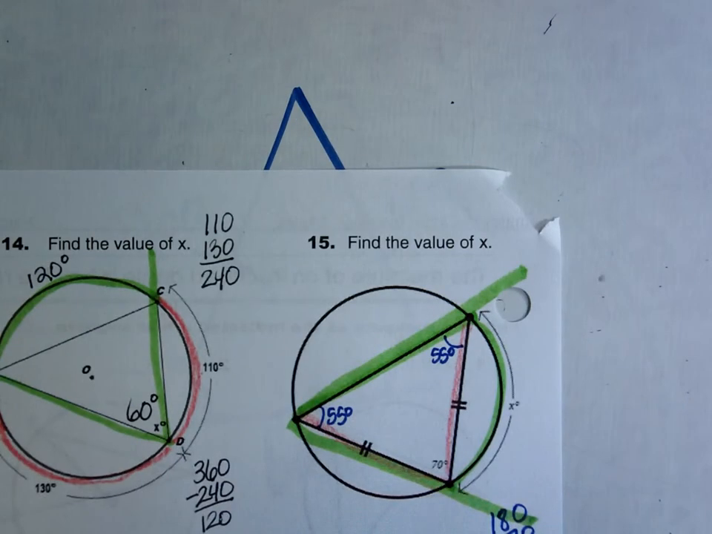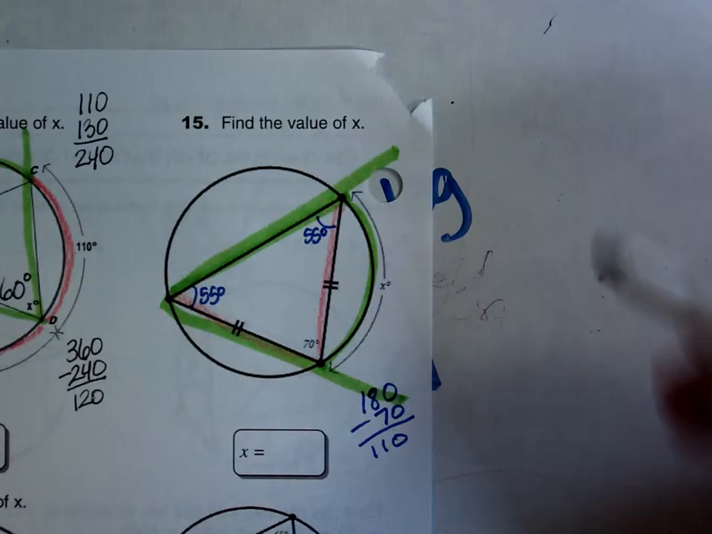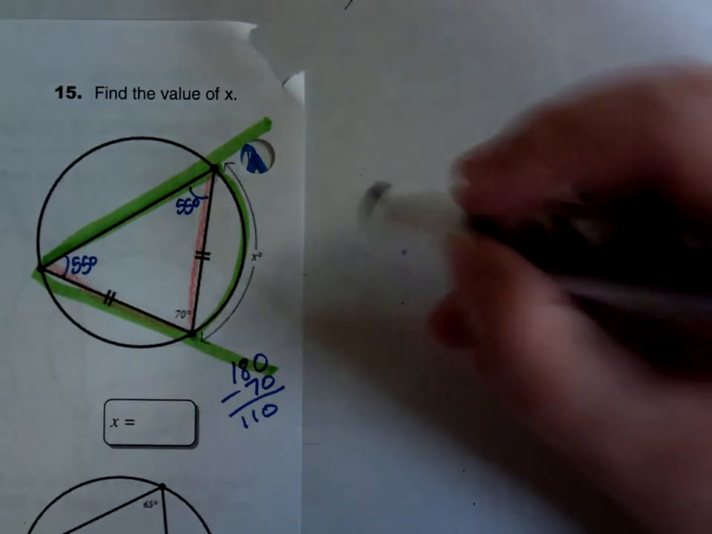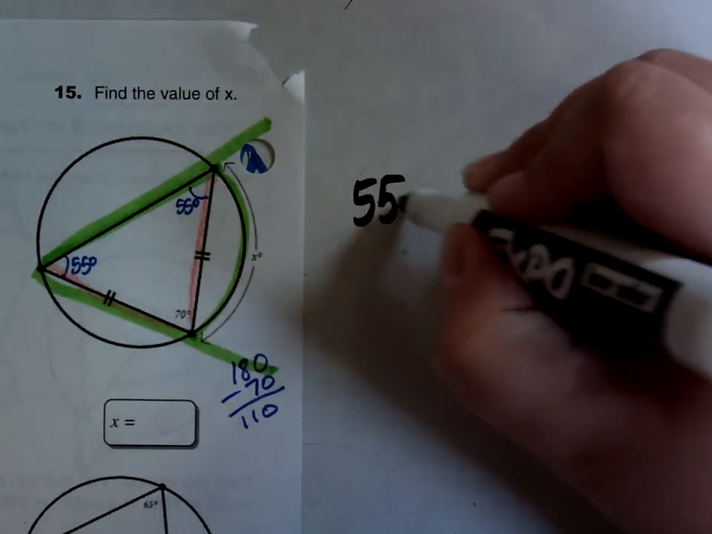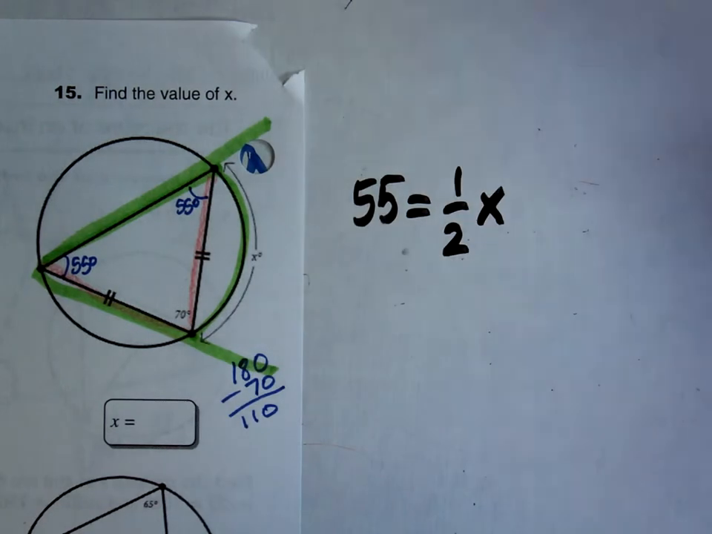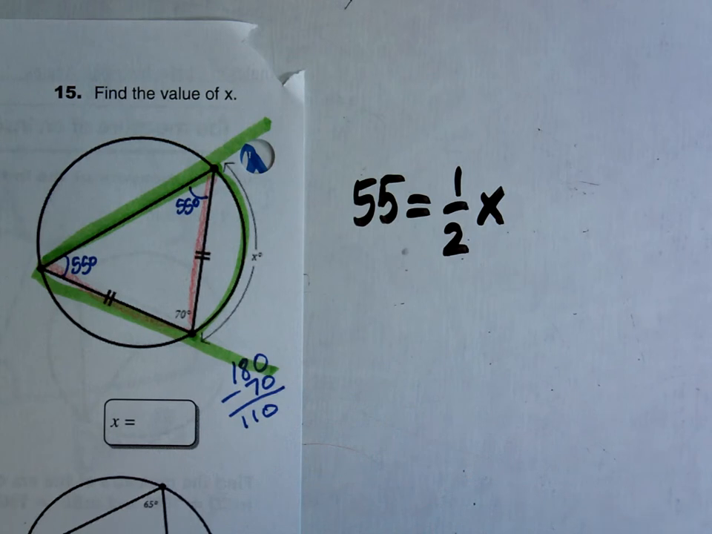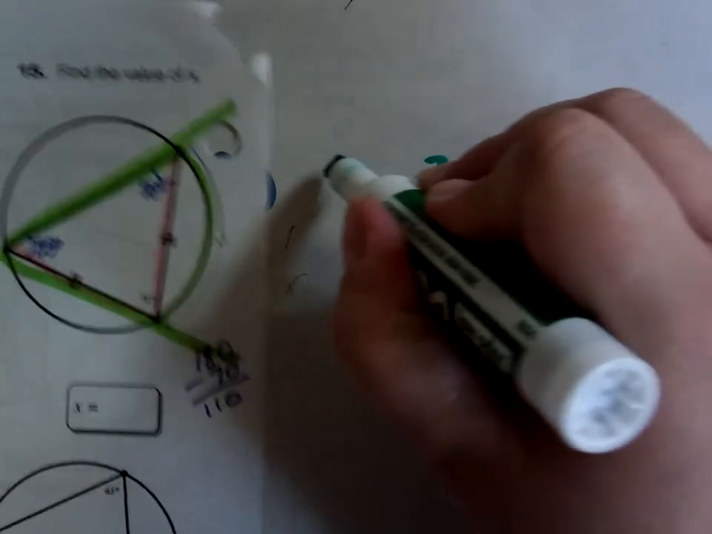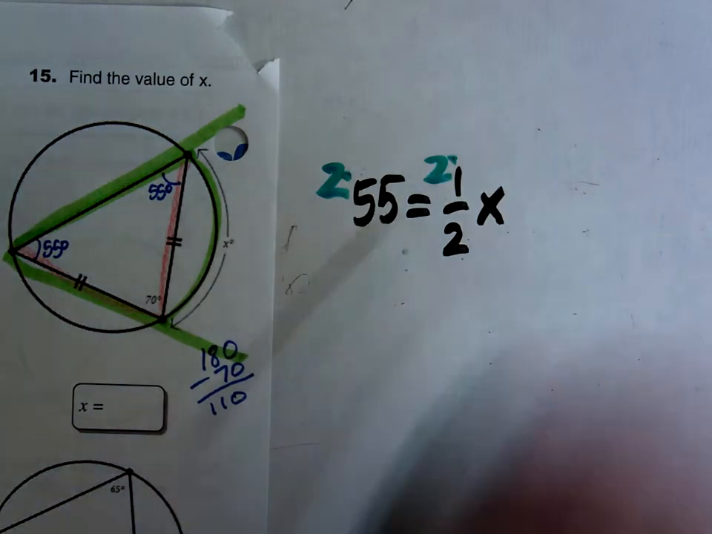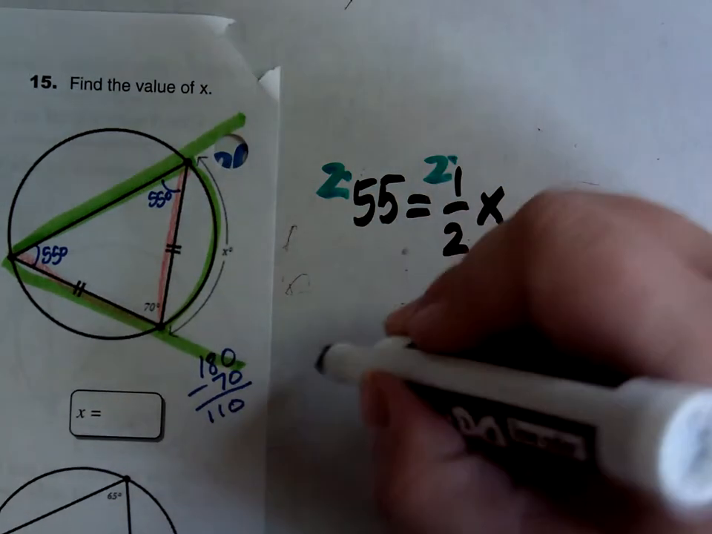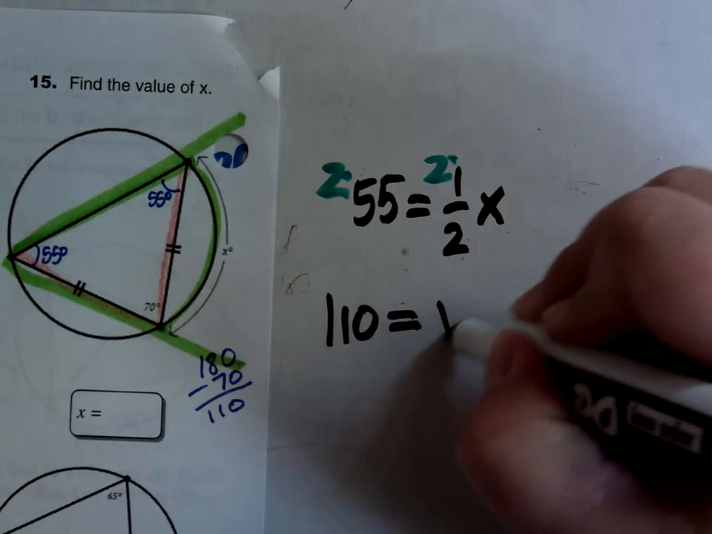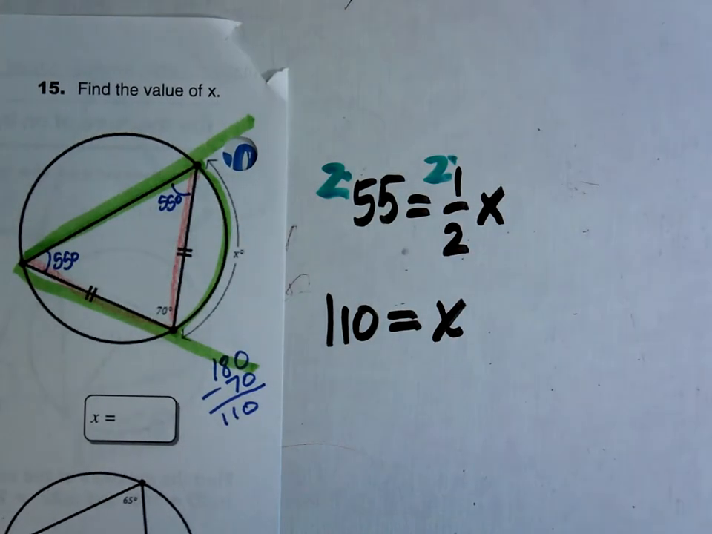And I'm going to write that as an equation real quick. 55 is 1/2 of x. The best way to get x alone here would be to multiply both sides by 2. Multiply by 2. That's 2 times 55, which is 110, and 2 times 1/2 is just 1. So x equals 110. So my arc x has a measure of 110 degrees.